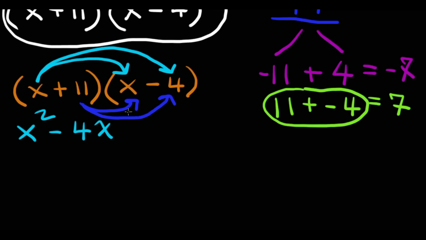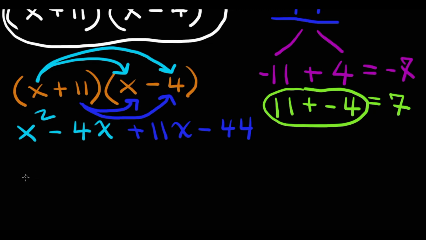So distribute positive 11 with the x, and then distribute positive 11 with the negative 4. So 11 times x is 11x, and then 11 times negative 4 is going to be negative 44. Okay? So now we combine like terms. There's no x squared term, so we have the negative 4x and 11x. So those are terms with x, so we can go ahead and collect those. All right, so what do we get when we collect negative 4x with positive 11x?